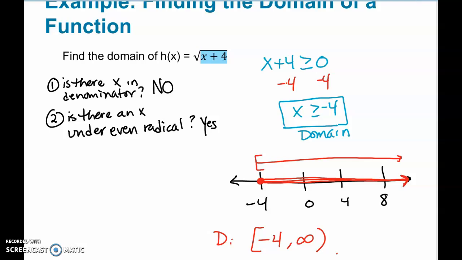So let's say I chose -10. That's outside. I would end up with the square root of -6, and that doesn't work. If you put that in your calculator, it wouldn't work. But if I choose anything to the right here, -4 or higher, then I'm going to get a value that will work in here. So let's say I chose 0. 0 plus 4 is 4. The square root of 4 is 2, or -2. So it works for that. It does not work for numbers this way.